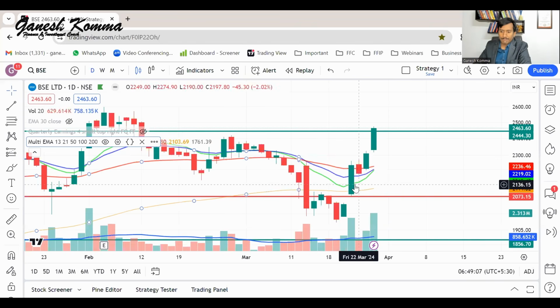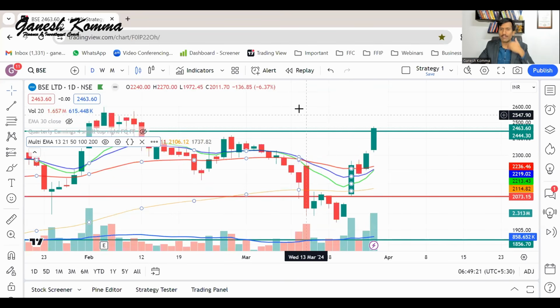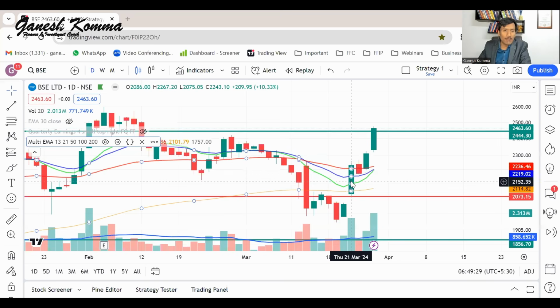And on 21st of March, it has moved above EMA 50. And on that day, it has had a huge strength. On a single day, it has moved above your EMA lines. But let's say if it is moving slowly, so as the stock price is trading above this, it is picking up more strength.